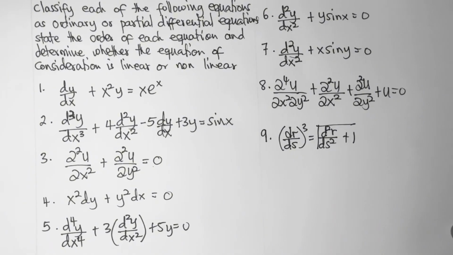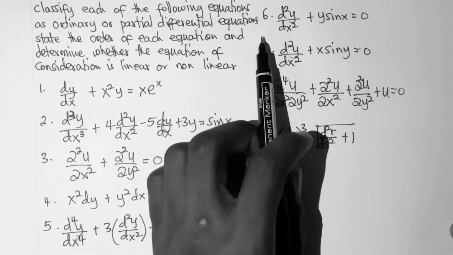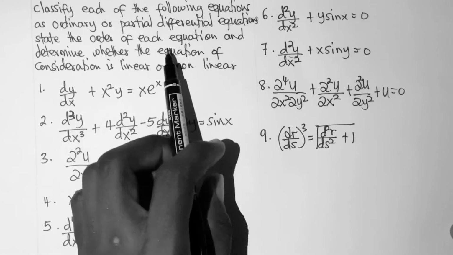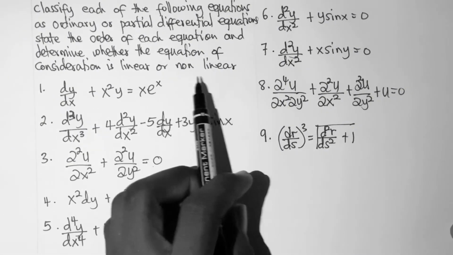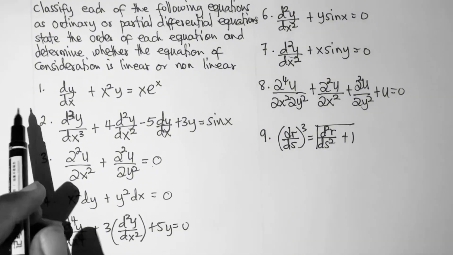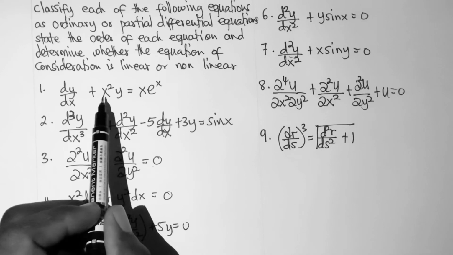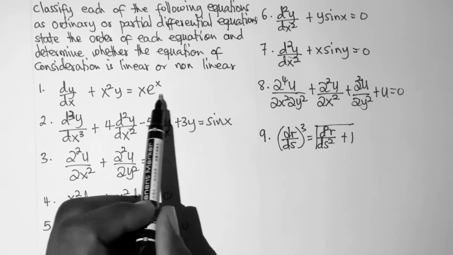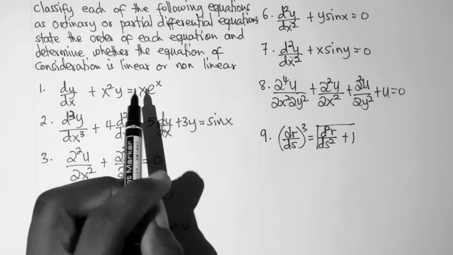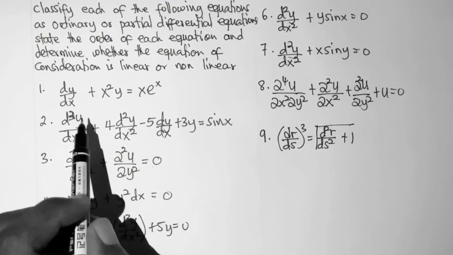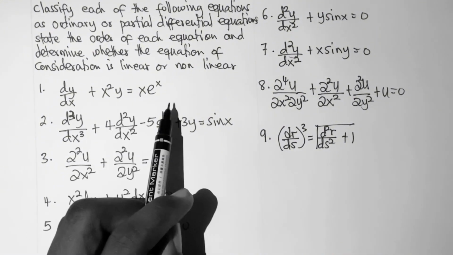And we have a question here. Classify each of the following equations as ordinary or partial differential equations. State the order of each equation and determine whether the equation under consideration is linear or nonlinear. So let's consider the first equation. This is dy/dx plus x squared y is equal to x e^x. Now, the first thing is we are supposed to determine whether it is an ordinary differential equation or a partial differential equation.